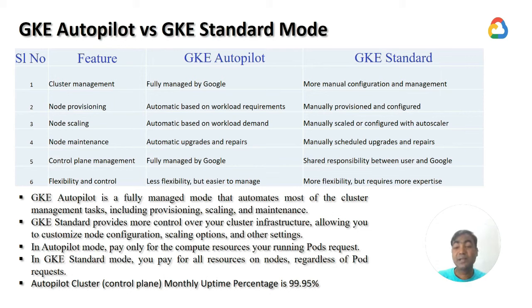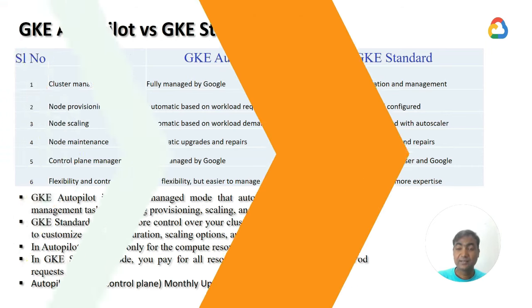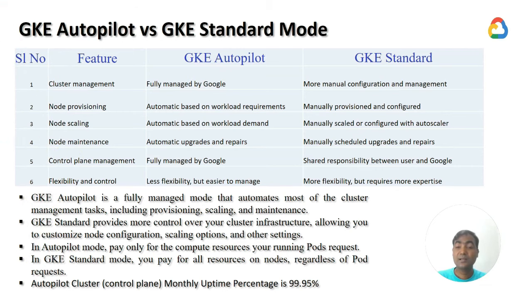The control plane management is fully managed by Google in GKE autopilot mode, but in GKE standard mode, it is a shared responsibility between the user and Google. Flexibility and control: GKE autopilot mode has less flexibility but is easier to manage, but GKE standard mode has more flexibility but requires more expertise.